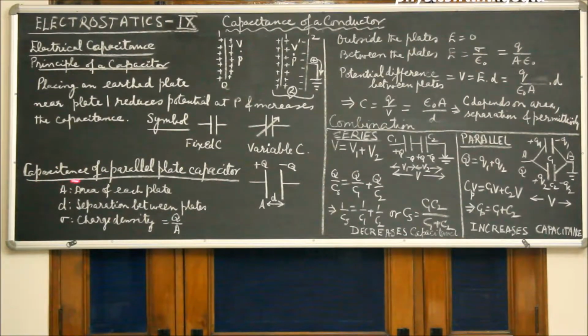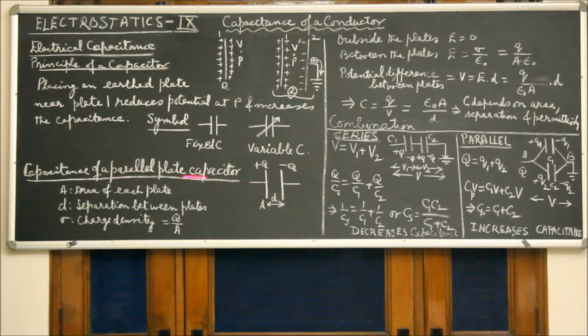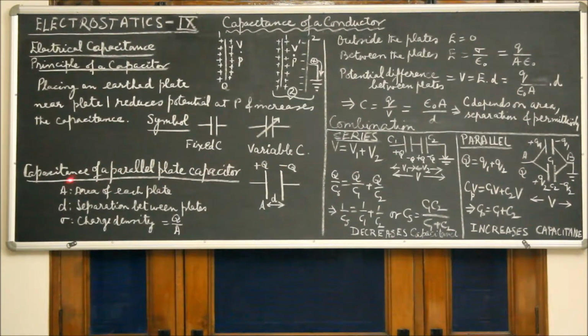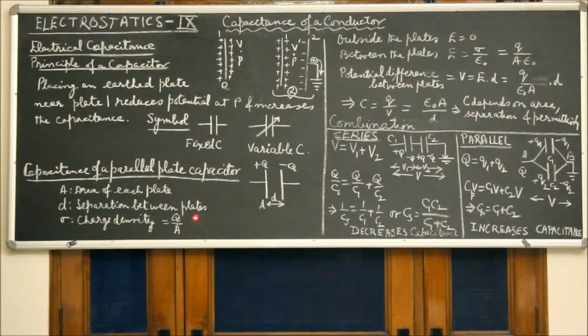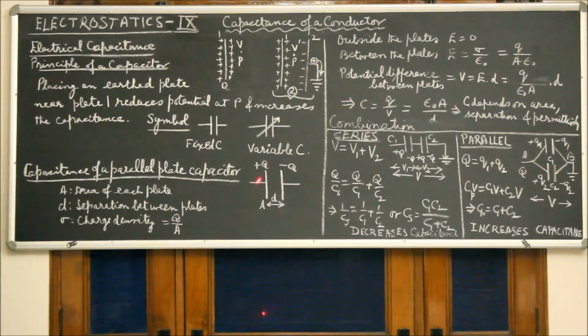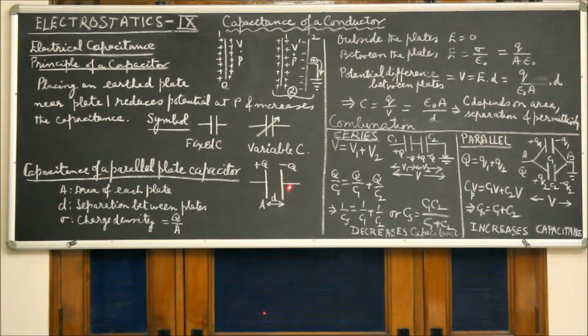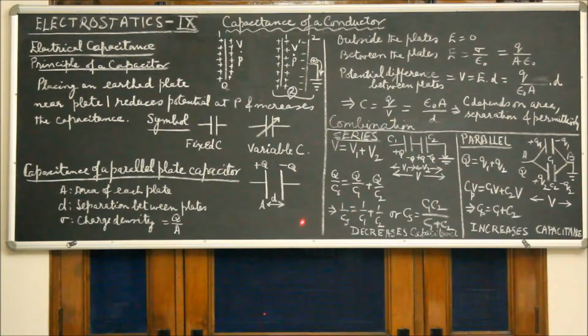Let's now obtain an expression for the capacitance of a parallel plate capacitor, the simplest and most widely used form of the capacitor. For the purpose, let's consider two plates, each of area A. A is the area of each plate, and D is the separation between the plates. If we give charge plus Q to this, it induces a charge minus Q on the inner plate, as in this case, and the positive charge is made to flow to earth.